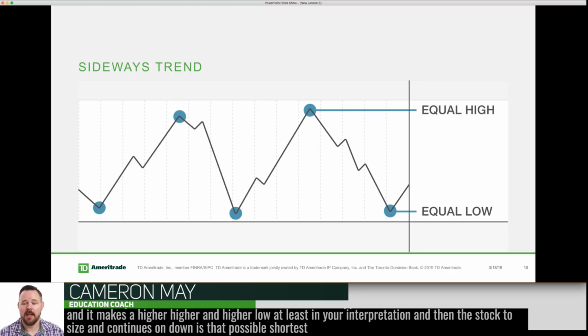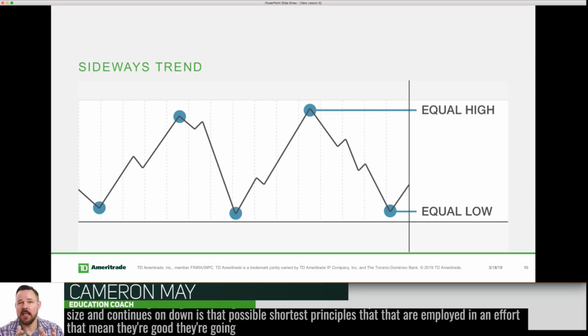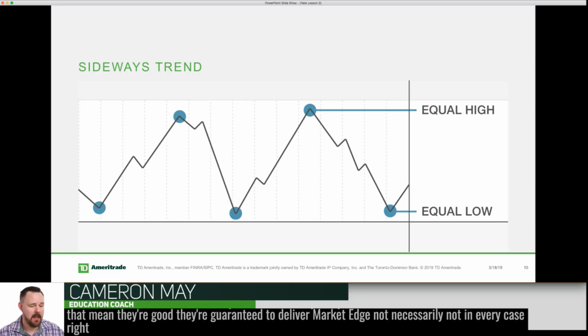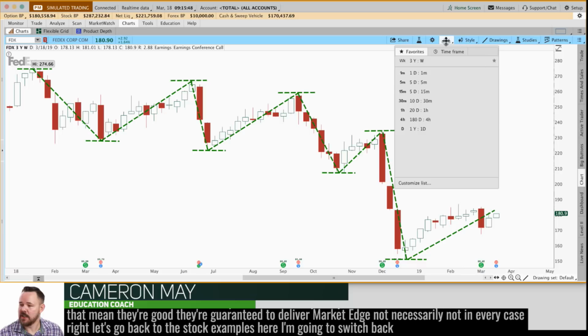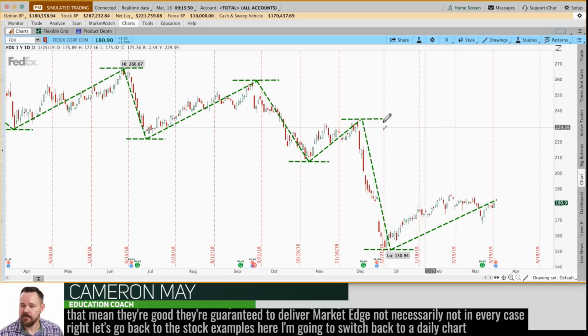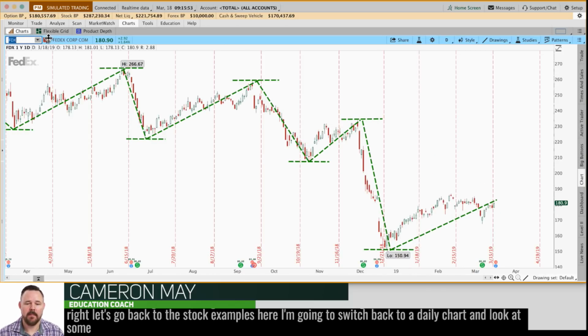Yeah, these are technical principles that are employed in an effort to gain a market edge, right? Does that mean that they're guaranteed to deliver a market edge? Not necessarily, not in every case, right? Well, let's go back to the stock examples here. I'm going to switch back to a daily chart and look at some examples of sideways stocks.